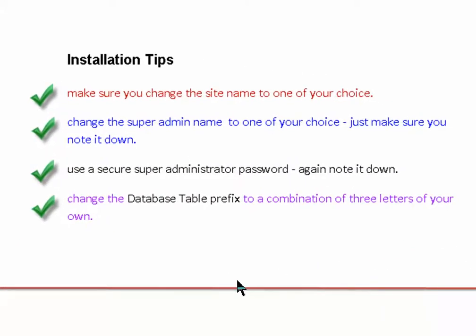So, if you follow these tips, you will have improved your Joomla site security. Make sure you change the site name to one of your choice. Change the super admin name to one of your choice. Just make sure you note it down. Use a secure super administrator password. Again, important, note it down. And change the database table prefix to a combination of 3 letters of your own.